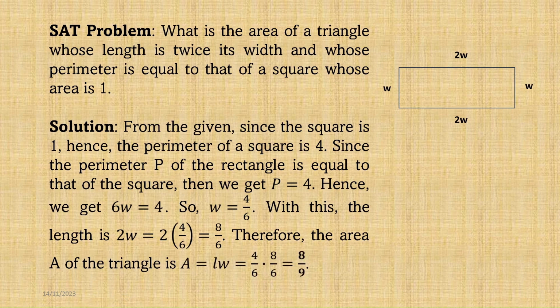With this, the length is 2W equals 2 times 4 over 6, that is, 8 over 6. Therefore, the area A of the rectangle is equal to length times width. That is, 4 over 6 times 8 over 6 equals 8 over 9.